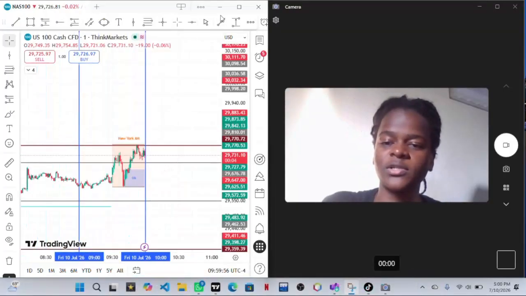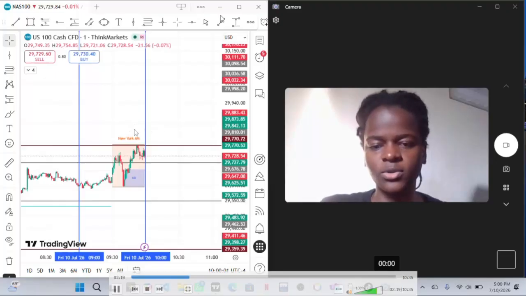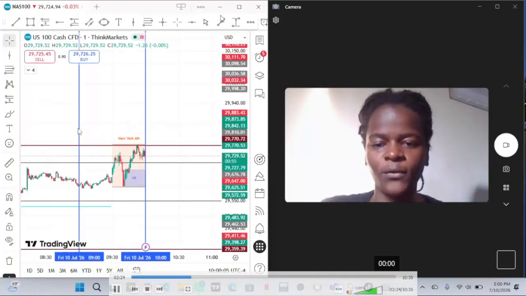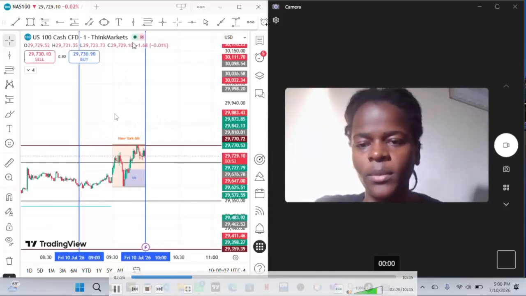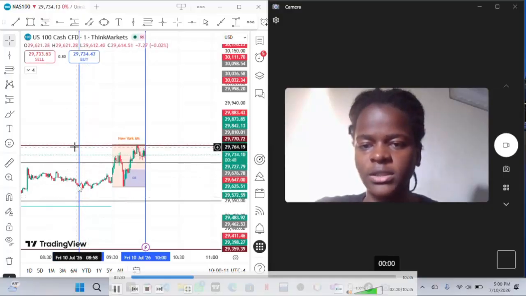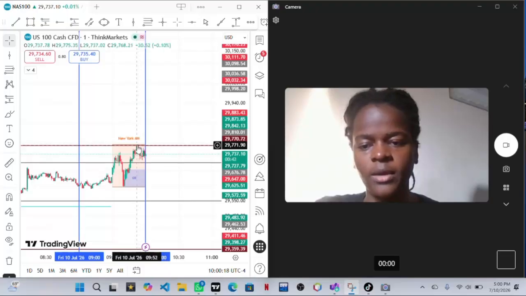So zooming in on the lower time frame, this is how it looked, and I had already marked my 9 a.m. candle. From this area to this area, in the 1 hour candle, that will be one candle, but this is the 1 minute candle, so we have 60 candles in this range. That is how candles work.